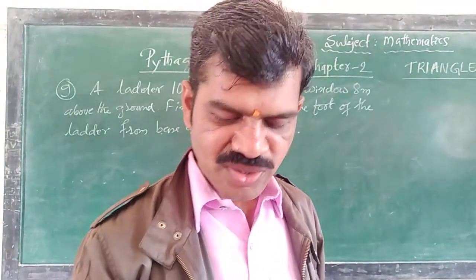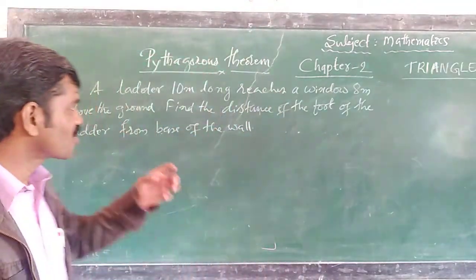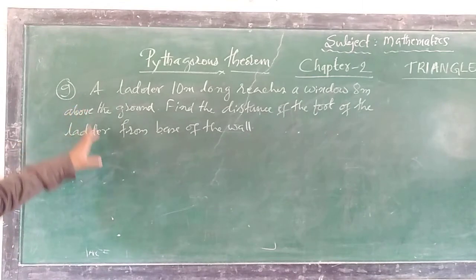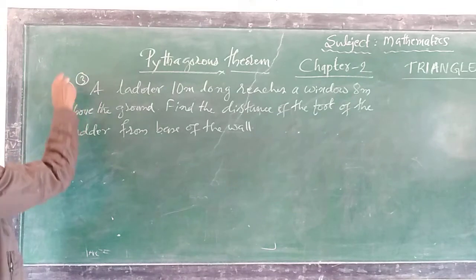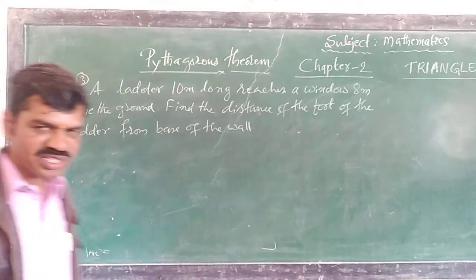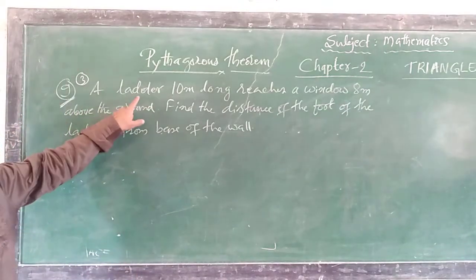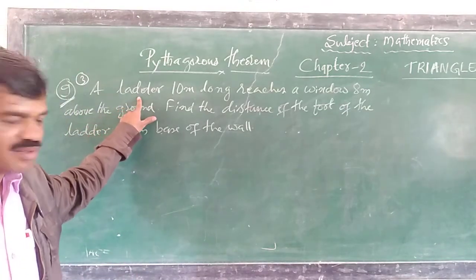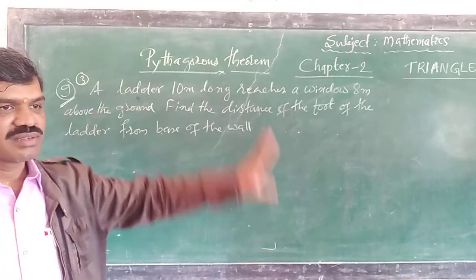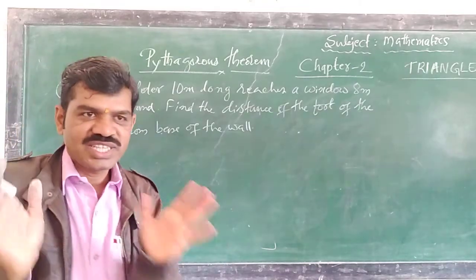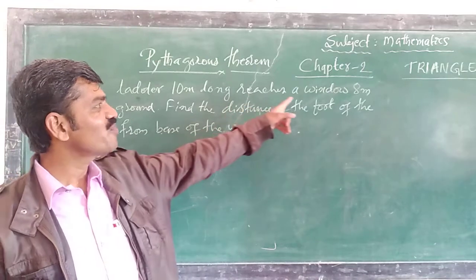Yes, dear students, we have reached the third question. This is actually the third question, but the ninth question in exercise 2.6. The question is like this. Ladder. What is the meaning of ladder? A ladder 10 meter long. The length of the ladder is how much? 10 meters. Okay. Reaches a window.